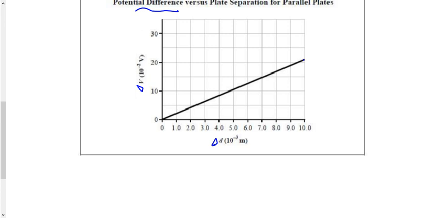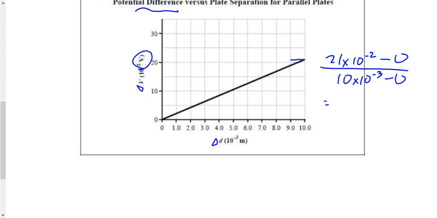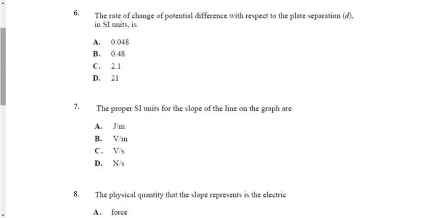This looks like about 21. 21 times 10 to the negative 2, subtract 0, over 10 times 10 to the minus 3, subtract 0. And when I do that, I end up getting, I think, 21. What would the units be for that, by the way? 21 what? 21 y-axis over x-axis, 21 volts per meter. That answers 2 questions for us. D for number 6, 21, and volts per meter for number 7.